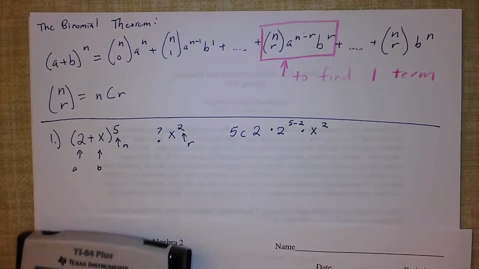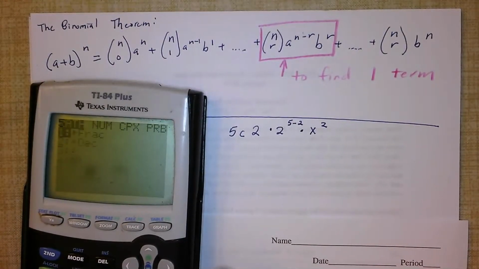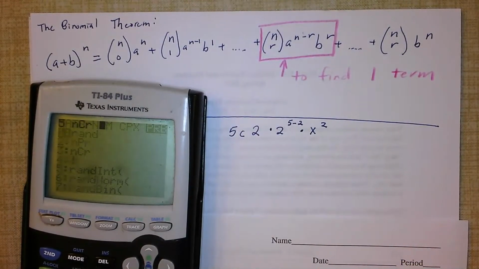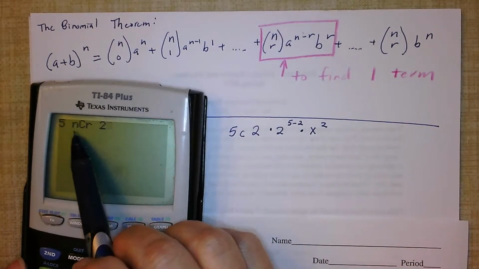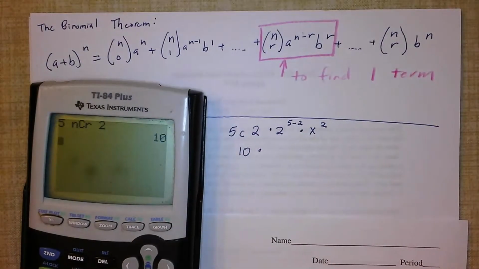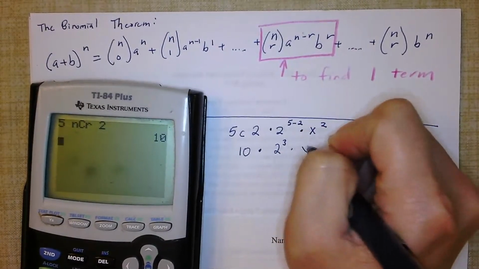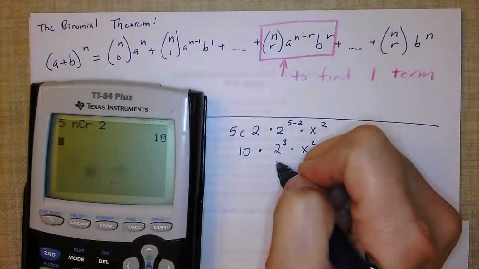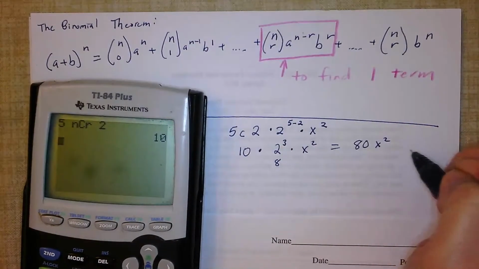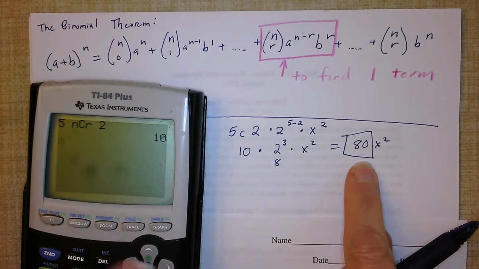So now I'm going to grab my calculator, and I'm going to type in 5, math. I'm going to go to PRB, probability, and pick number 3. So I'm going to do 5 choose 2, because that's where the n goes, that's where the r goes. And I get 10. Times, now 5 minus 2 is 3, 2 to the third, times x squared. I know 2 to the third is 8, so 10 times 8, this term would be 80x squared, and my answer is actually just 80, remember, because it's asking me for the coefficient.